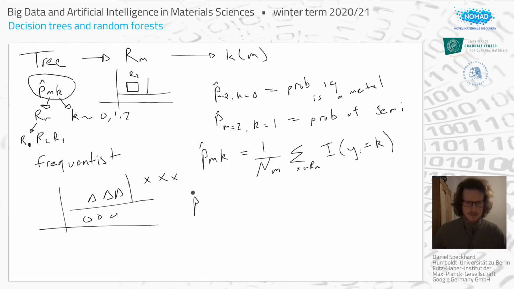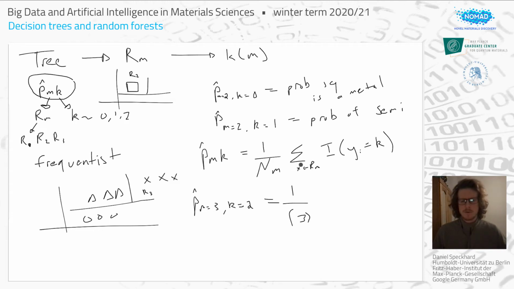Let's calculate this estimate for region M equals 3. So this is our region 3 here. And K equals 2, the class label, so for insulators. How many data points do we have in this region 3? We have 3 data points, 1, 2, 3. So this is going to be 1 over 3.